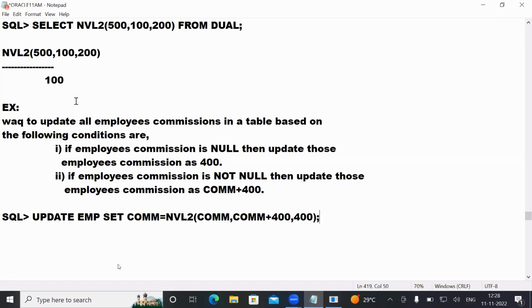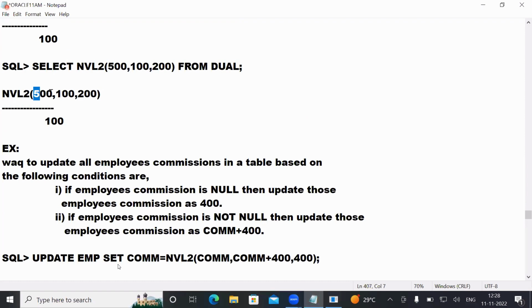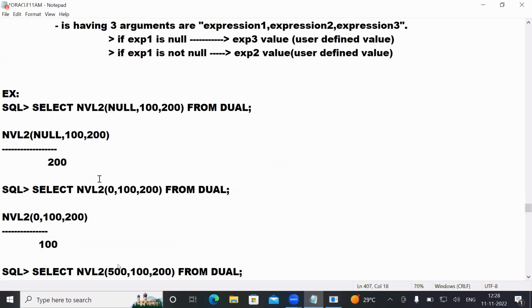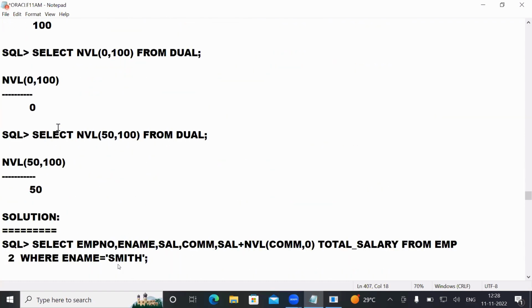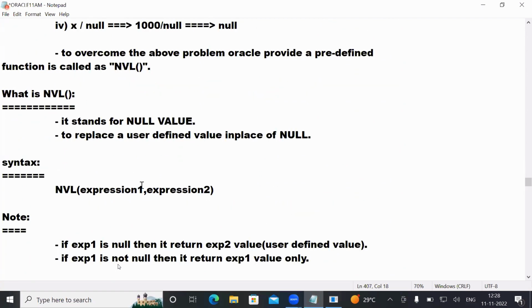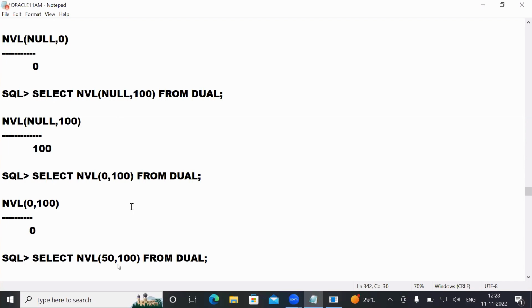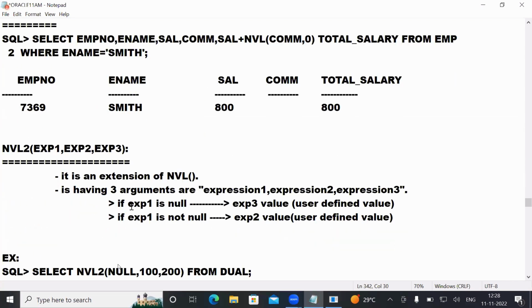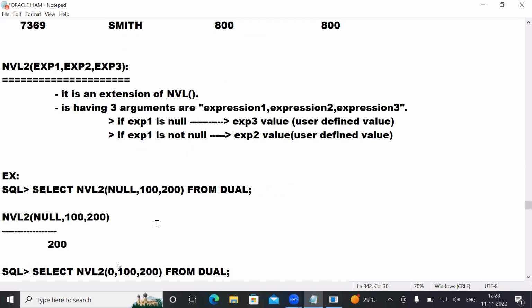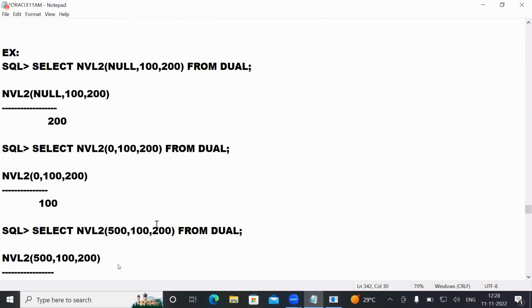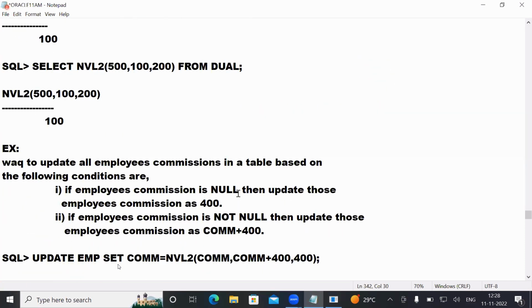So the NVL2 function has 3 arguments, and the NVL function has 2 arguments. This is a 2-argument function and this is a 3-argument function. As per the natures of these functions that we discussed, they return their values. Got my point now? Yes. So this is null.